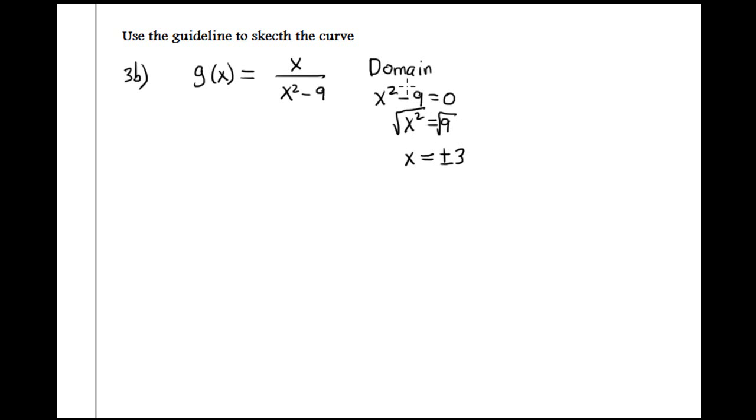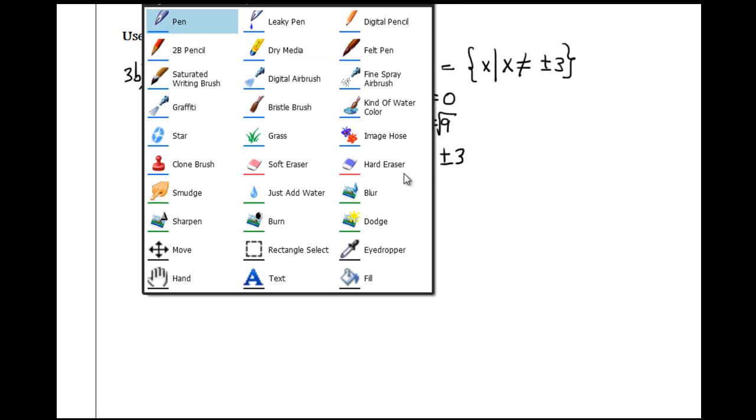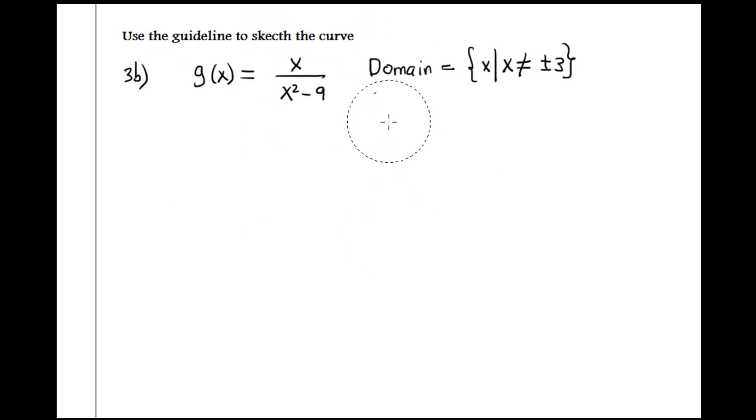Okay, this is the restriction. The domain then is all real numbers except plus or minus 3. If you want to express this idea in interval notation, it is from negative infinity to negative 3, union, from negative 3 to positive 3, union, from positive 3 to infinity. Okay, we have two holes, at positive 3 and negative 3, that's it.